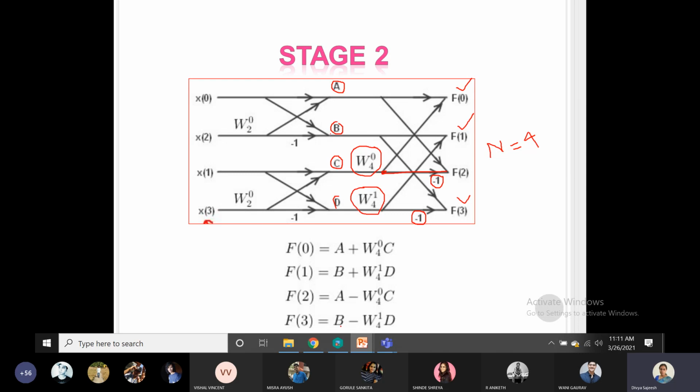So finally f of 3 will be b minus W4 raised to 1 into d. Now what are the twiddle factors here? W4 raised to 0 and W4 raised to 1. Now this will be going to the next stage. Whatever is the output of the second stage, that will go as the input to stage 3.